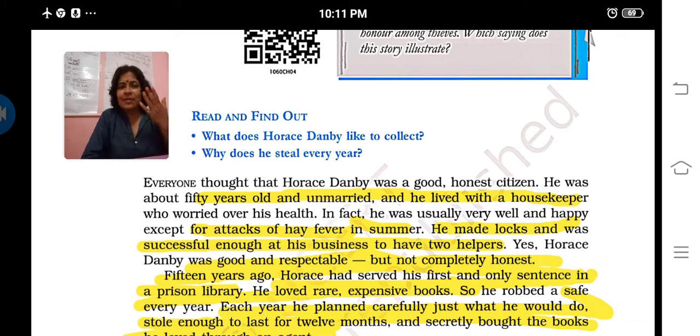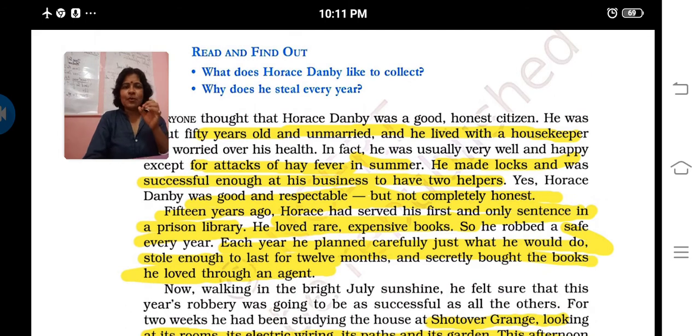Why? He was sent to the prison library with a big sentence. So, what was the problem? Why was he sent to the prison library? What was his offense, the thing that he did that sent him to prison? His mistake was he loved rare, expensive books. And so he robbed a safe every year. He robbed a safe means he robbed a locker. Every year he robbed a locker.